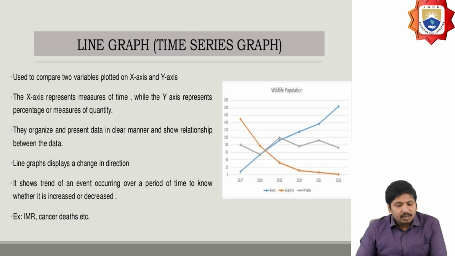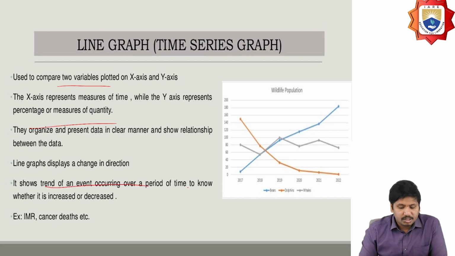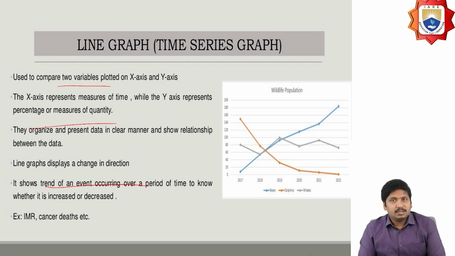The next one is the line graph, which we also call a time series graph. This can be used to compare two variables plotted on the x and y axes. The x-axis represents time, and the y-axis represents the percentage frequency measures of the quantity. We organize and present the data in a clear manner, showing the relationship between the data. The line graph displays a change in direction and shows the trend of the event with respect to time, whether it is increasing or decreasing.